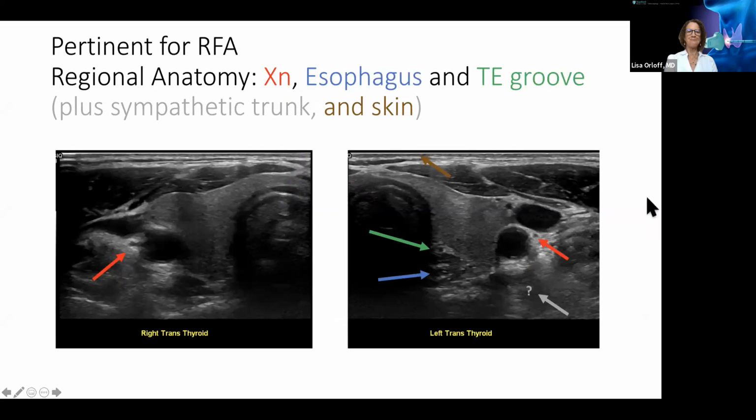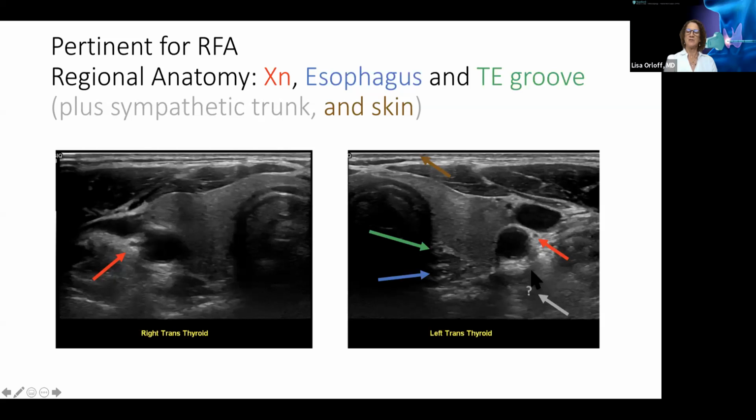We have the esophagus seen in blue and the tracheoesophageal groove in green, which is also in the region known as the danger triangle, or the region posterior to the thyroid, most likely to carry the recurrent laryngeal nerve and be vulnerable to injury.